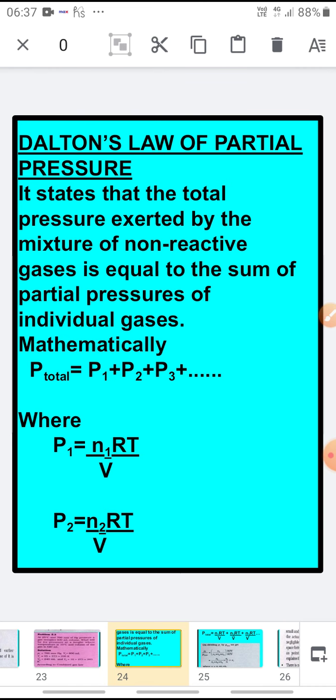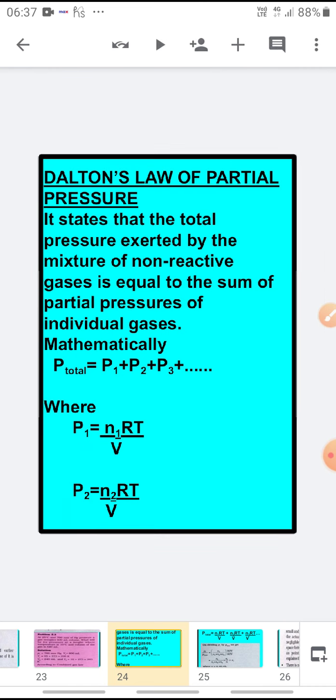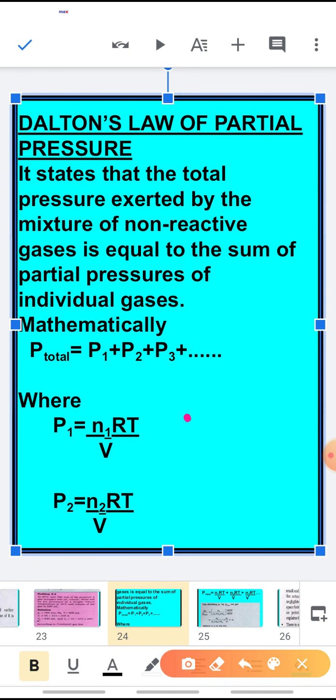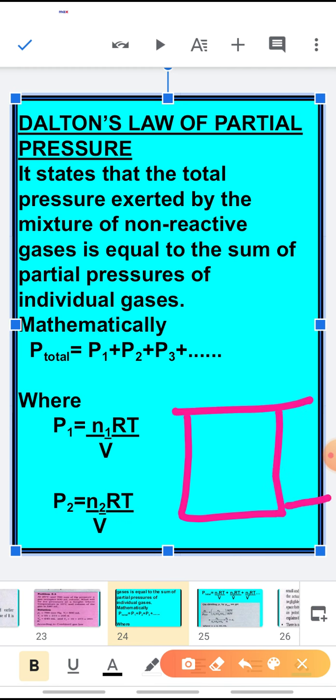That means if in a container, the container is closed, you have 2-3 gases, the molecules of the gases are not able to react with each other, then the total pressure exerted by the mixture of these gases will be equal to the partial pressure of gas 1 plus partial pressure of gas 2 plus partial pressure of gas 3 plus whatever the number of gases be. Now we all know from the ideal gas equation PV equals nRT.